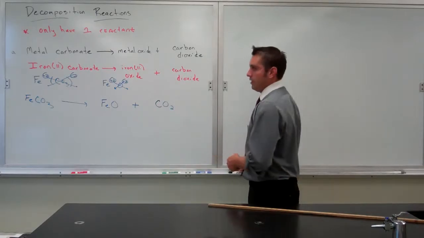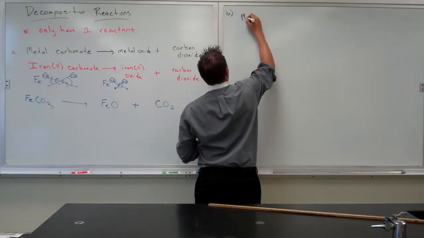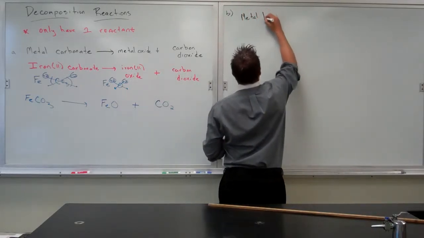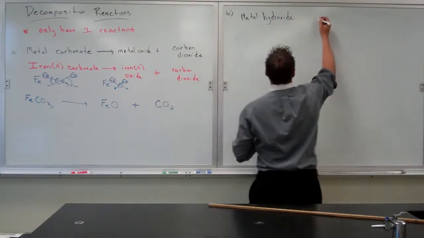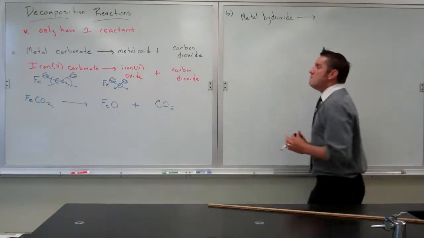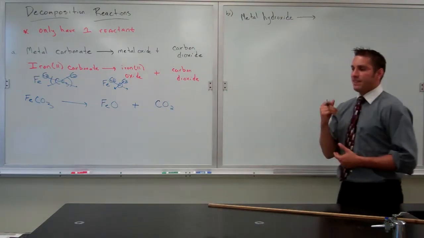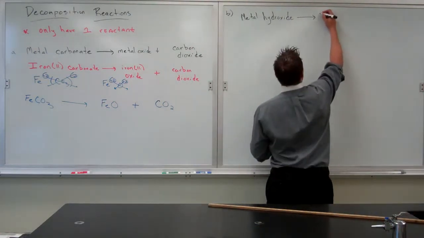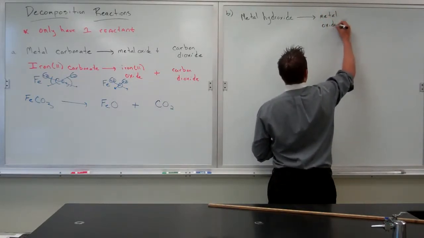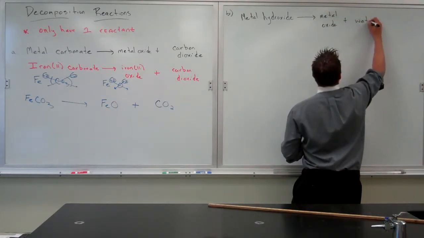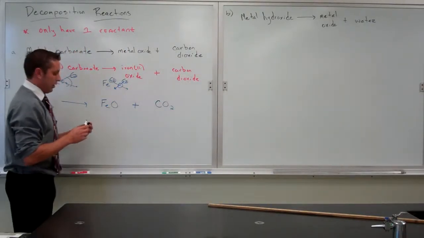The second type is the decomposition of a metal hydroxide. Metal hydroxides, just like metal carbonates, break up in a very specific fashion. Metal hydroxides always break up into metal oxides plus water. So you get a metal oxide plus water.